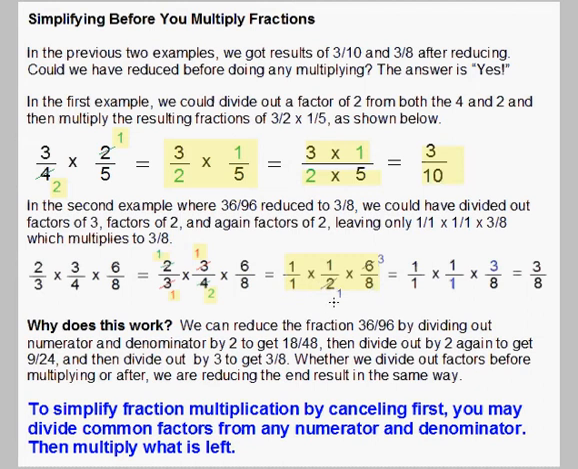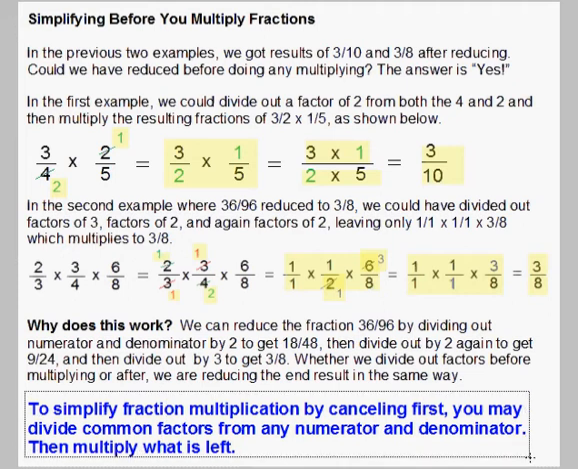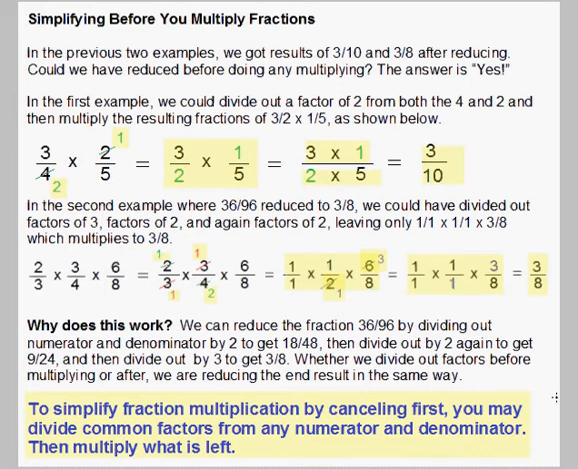Well, we can see some more common factors. 2 divides into 2 one time. 2 divides into 6 3 times. Now what we're left with is 1 over 1 times 1 over 1 times 3/8. There really is nothing left to multiply. We just get 3 over 8 after we multiply numerators and denominators together. And that's our reduced answer. We can't reduce it anymore. We've done all our reducing ahead of time. So to simplify fraction multiplication, you may divide common factors from any numerator and denominator, and then multiply what is left.